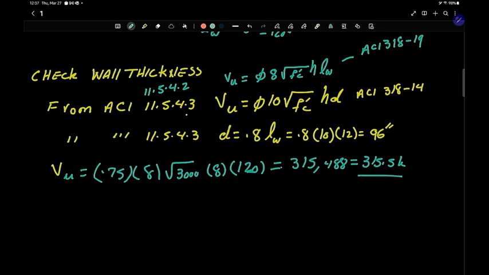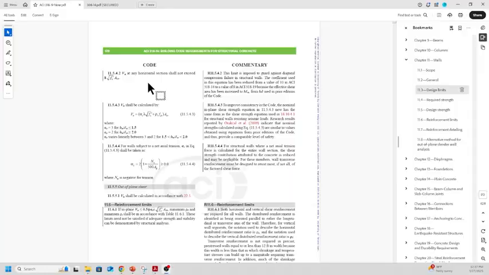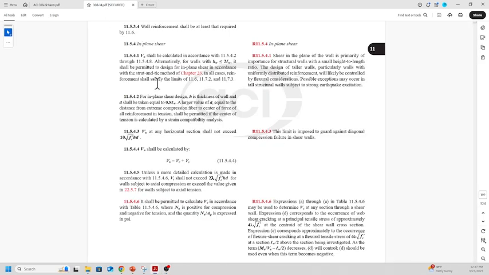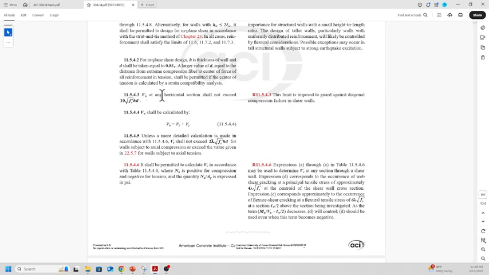Let's look at the ACI, what I'm talking about right here. This is 11.5.4.2. It says Vn or Vu at any horizontal section shall not exceed this number. Then the commentary explains why they made that choice going from 318.14 to 318.19. Instead of h times d, they're going to use h times lw, which is basically the area Acv. And if we look at the 14, it says right here. That's all it says, this one line right there.